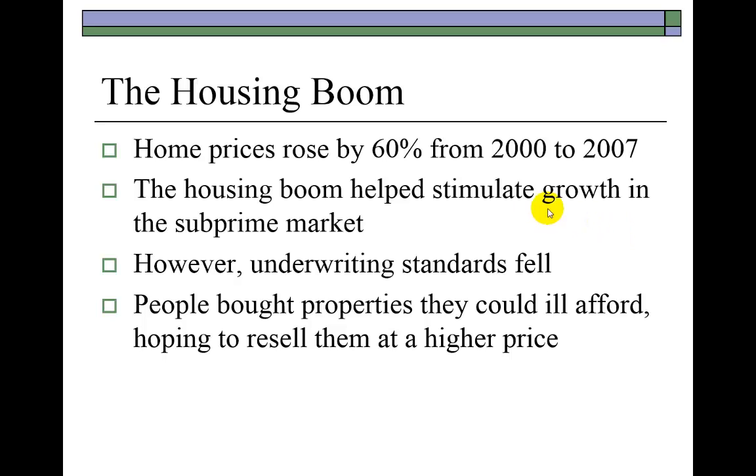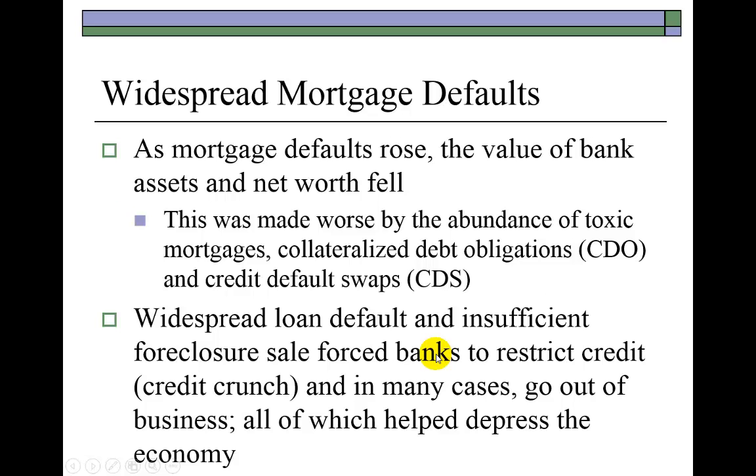The housing boom that we saw is one that saw home prices growing by a very tantalizing 60%, and that was in large part spurred by the use of subprime loans, as I explained here. The widespread use of subprime loans was a consequence of poor underwriting standards by the lending institutions. And so a lot of people, buoyed by that, purchased properties that they could ill afford, hoping to resell them, as I point out here, at a higher price. These were called home flippers. These are all further summarized here.